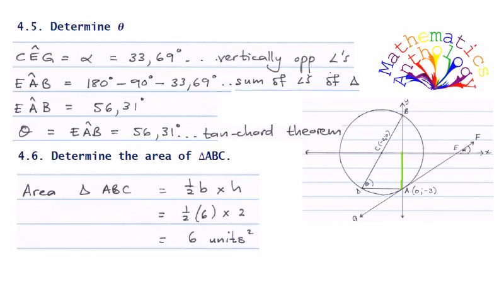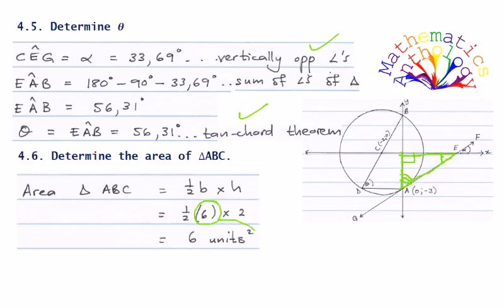4.5, if they want us to determine theta now. Theta is there by D. Okay, so we start with angle CEG. That one is equal to alpha, 33.69 degrees, because that is vertically opposite to alpha.